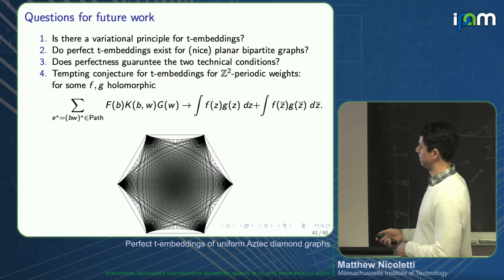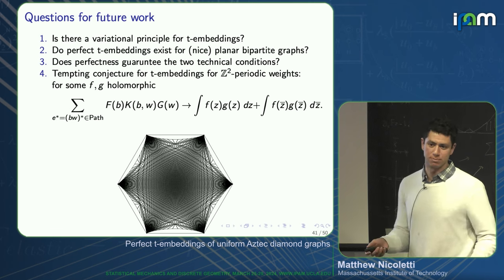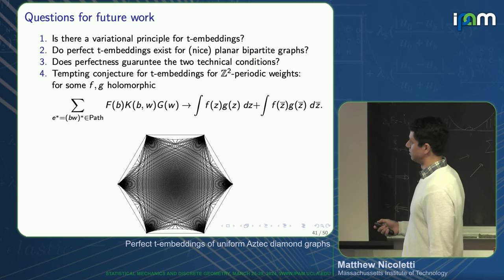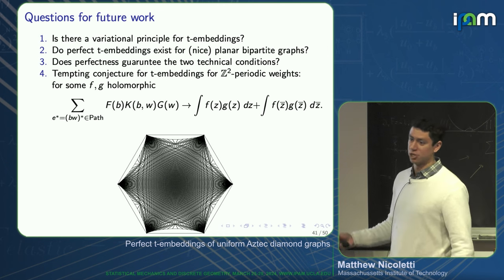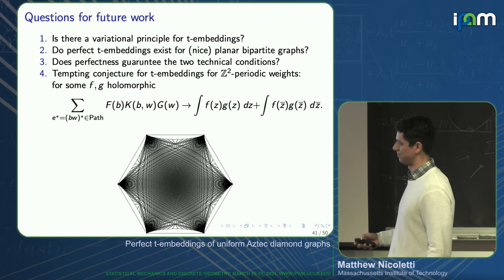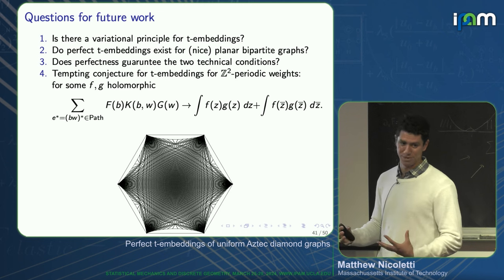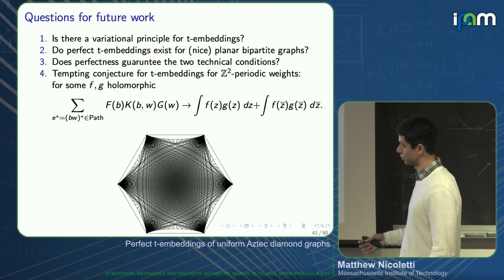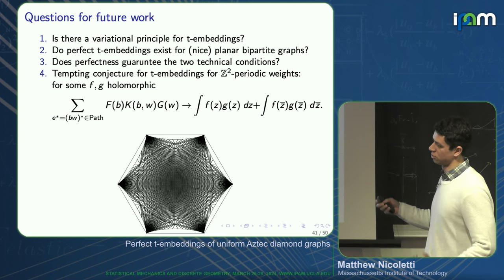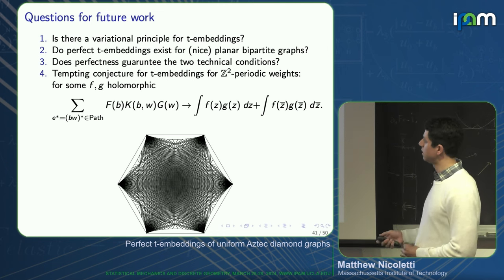Okay, so as was mentioned, it would be very nice if there was a variational principle describing t-embeddings. There are variational principles for similar types of graph embeddings, for circle patterns, and correct me if I'm wrong. But in this particular setup, none of those apply.